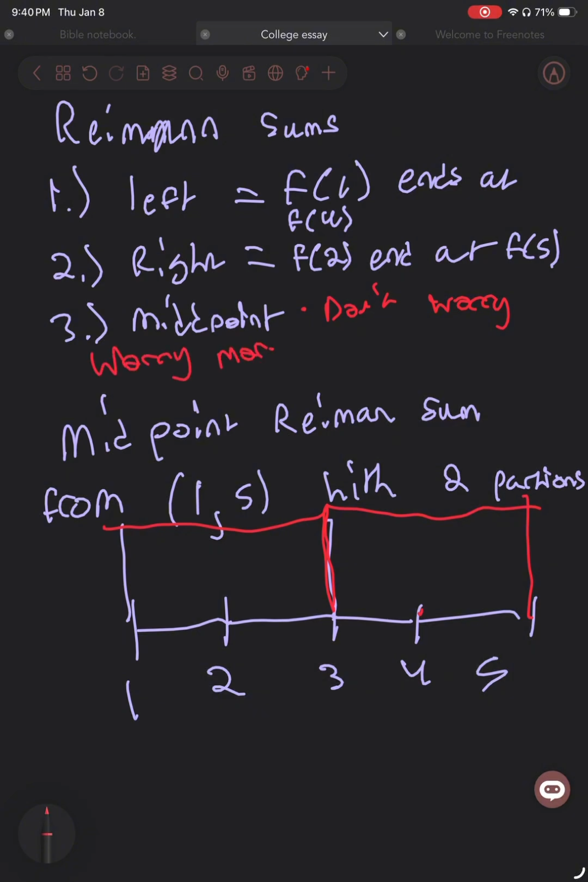I'd say worry more about the amount of partitions, because let's go back to the example and say this was 4 partitions. You couldn't really do a midpoint sum, you know what I mean? It wouldn't work. So don't worry about that. If you see it, it should just be common sense intuitiveness. So that's what I want to talk about, Riemann sums.